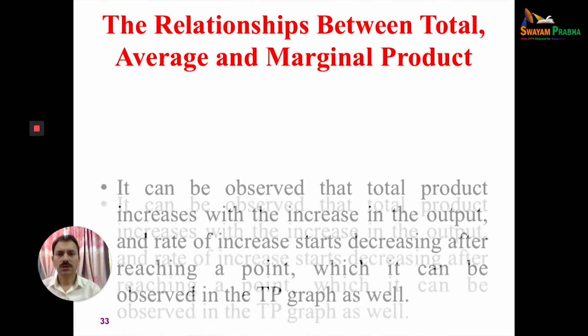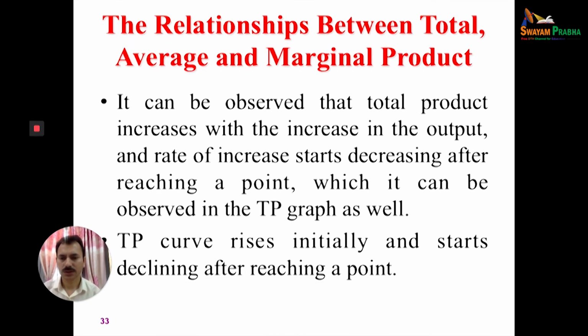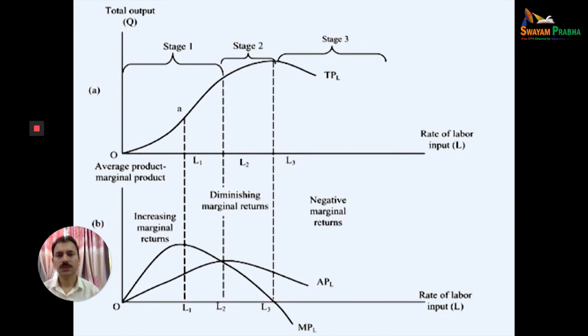So let us discuss. The main observation is that the total product is increasing with the increase in output. The rate of increase starts decreasing after reaching the point A, which can be observed from the TP graph as well. We have already discussed that total product is rising in the initial stage and starts declining after reaching a point. So the three stages we will discuss now with the help of this diagram: first stage, second stage, and third stage.